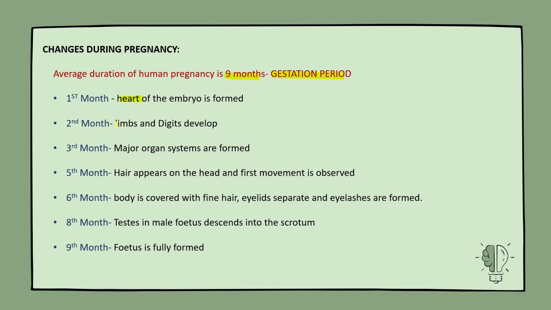In the second month, the limbs and digits develop. In the third month, the major organ systems are formed. And by the end of the 5th month, hair appears on the head of the embryo and the first movement is observed. In the 6th month, the body is covered with fine hair, their eyelids separate and eyelashes are also formed. By the end of 8th month, the testis in male fetus descends into the scrotum, and finally at the 9th month, the fetus is fully formed.